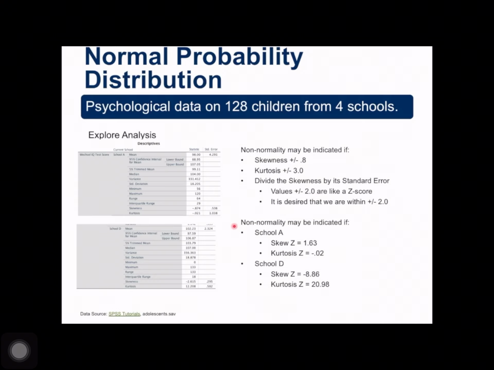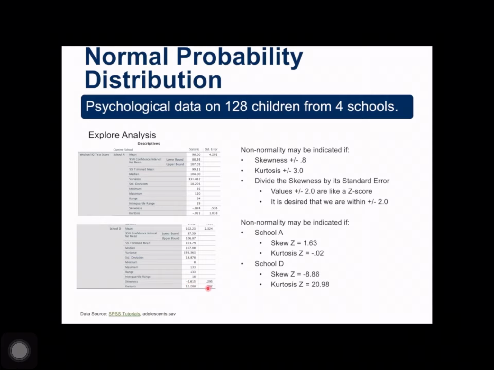And so that's one other test that you can do. Down here I can see this is school A up here, school D down here. This looks very unusual here. I have a statistic of minus 2.65. So that's definitely outside of the guidelines.